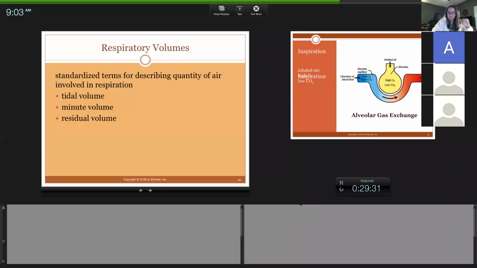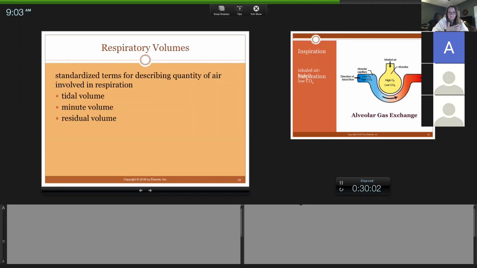Now, minute volume is the amount of air moved in 1 minute's time. It is tidal volume times respiratory rate. So you have to get a respiratory rate. Yesterday, our dog's tidal volume was 200 mils, and the dog is breathing 10 times a minute. 200 mils times 10 breaths a minute gives me a minute volume of 2,000 mils. So in 1 minute, that dog is moving 2,000 mils of air.